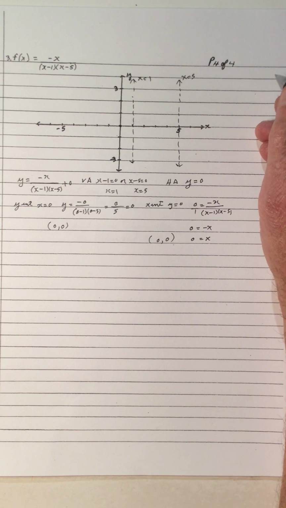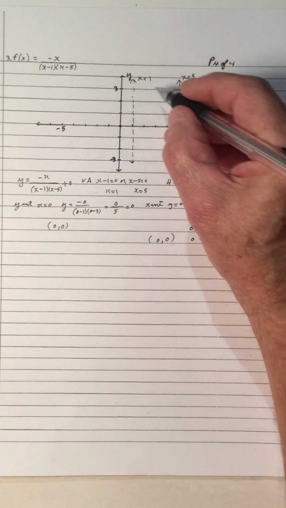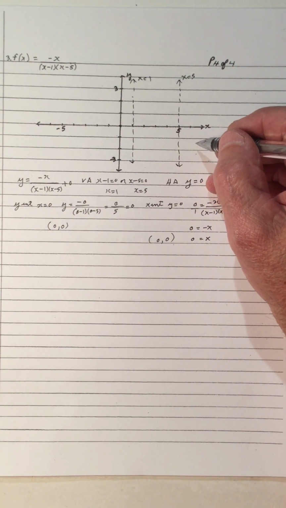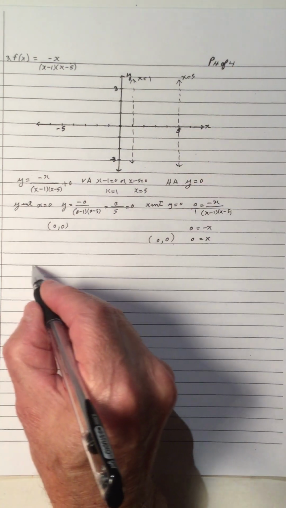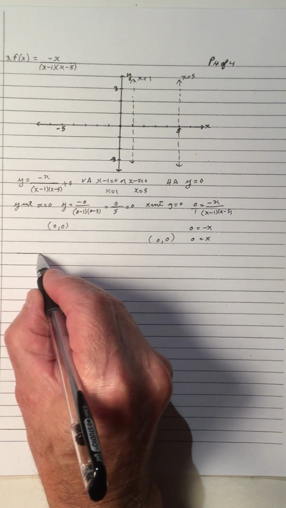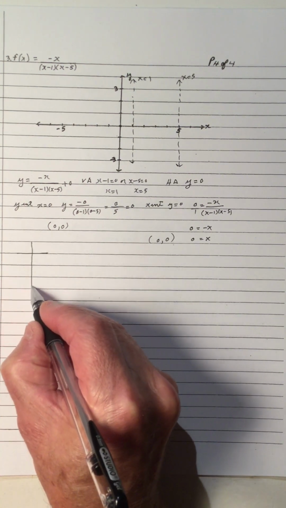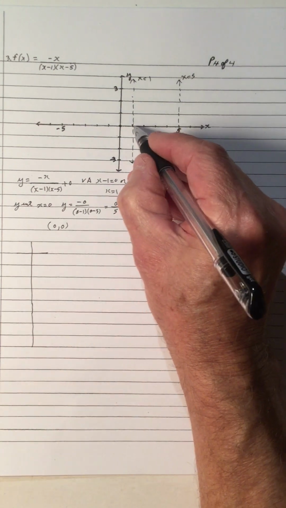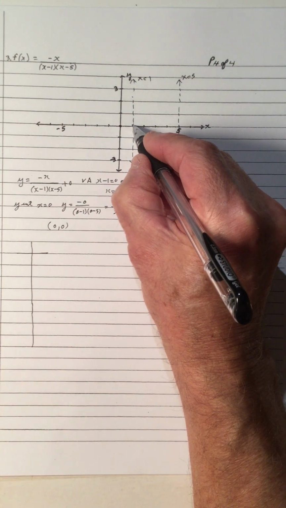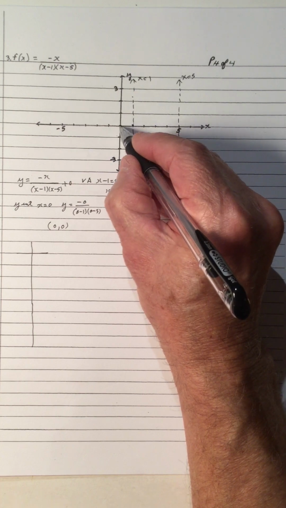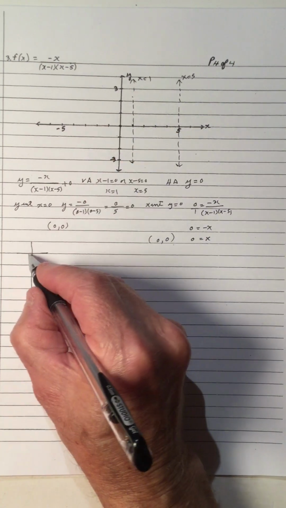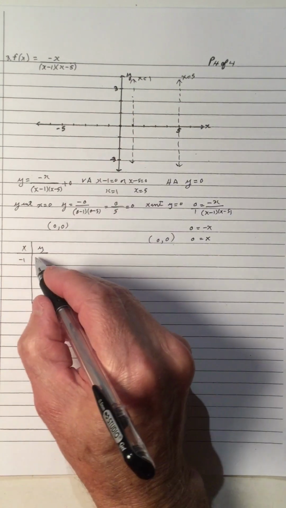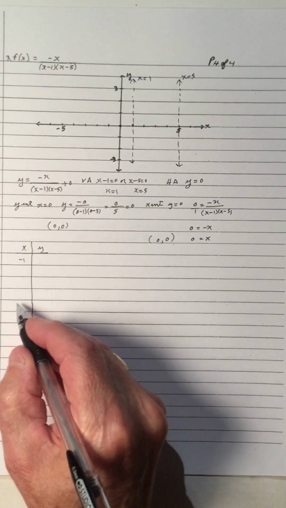Now, something happens in between here, and something happens on the sides. Let's go with a table of values and see what we're going to get. Here we go, so this is a 1. Let's check. We know what this one is. Let's check with a negative 1. X is negative 1, and we'll work that out. Let's work out each of these separately now.